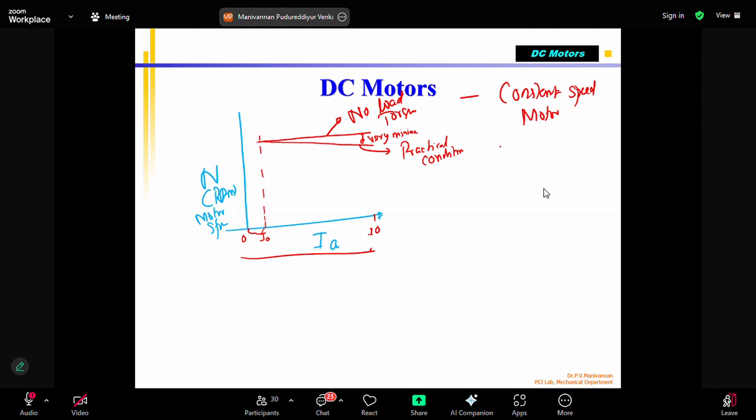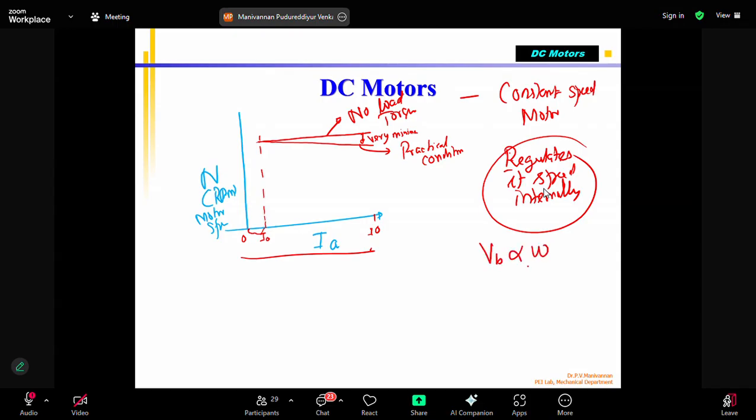Shunt motor regulates its speed internally, automatically. You need not apply anything. Speed is regulated internally. We know that if speed increases, VB is proportional to omega, correct? And the torque is proportional to IA, and IA is proportional to VB. Correct? These all are interconnected.